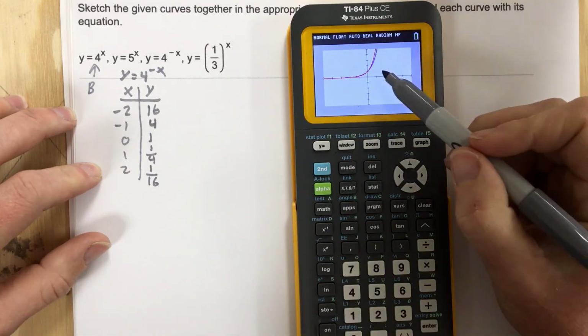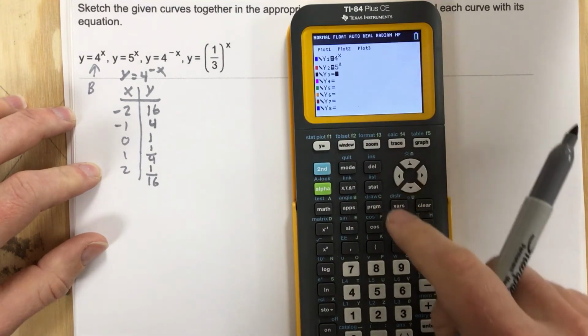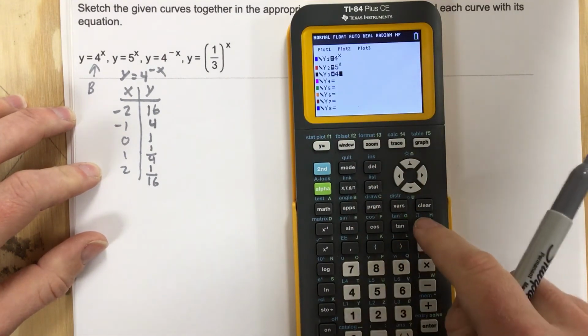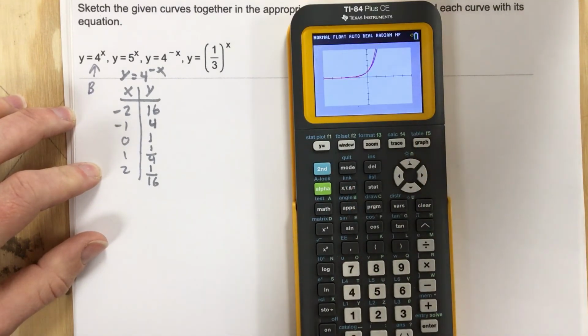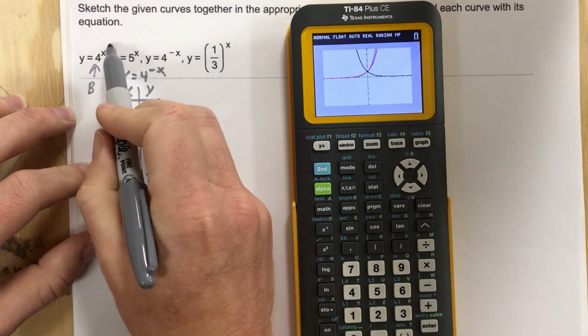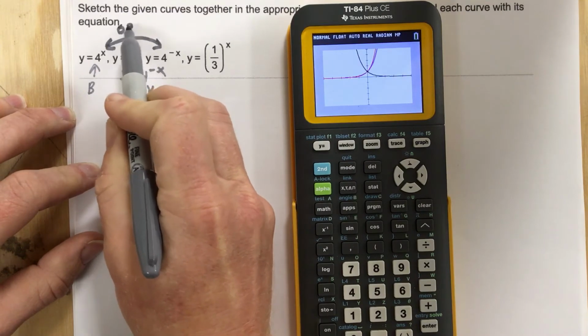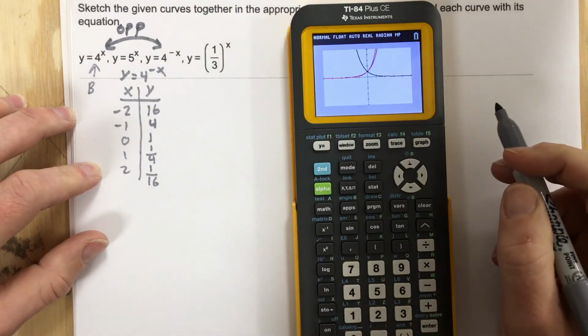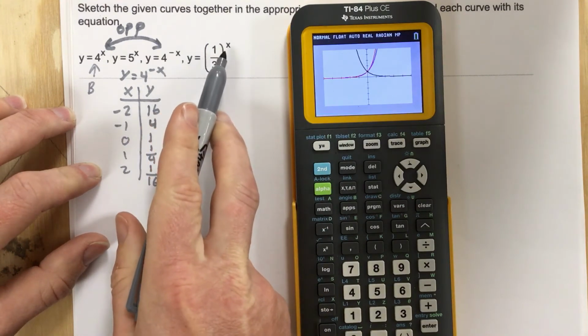This is going to be a reflection across the y-axis, so let's take a look at that. We're going to have y equals 4 to the negative x. Go ahead and graph that, and you should see a reflection across the y-axis, that black line there. So it's the exact opposite of 4 to the x, so we can say that those are opposite. And finally, let's graph y equals 1/3 to the x power.